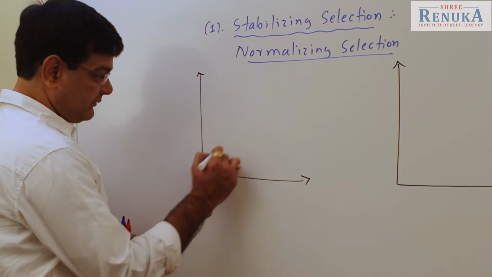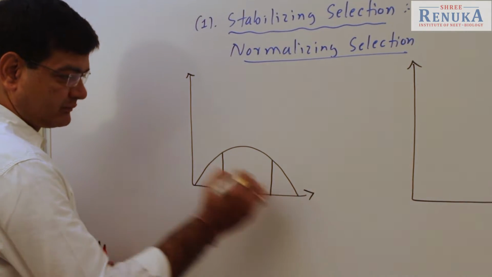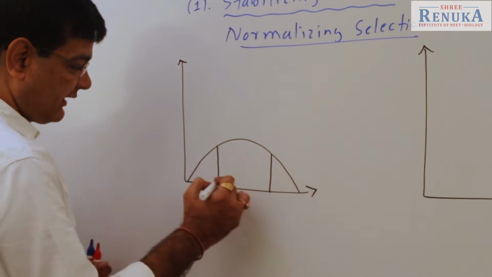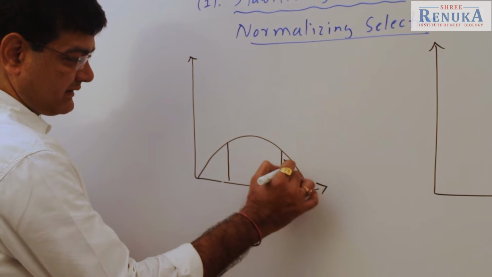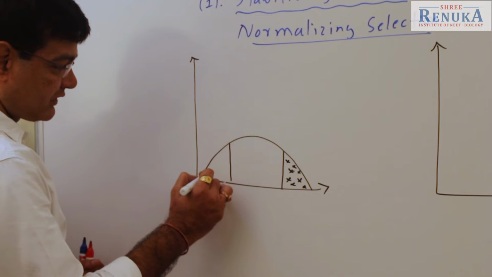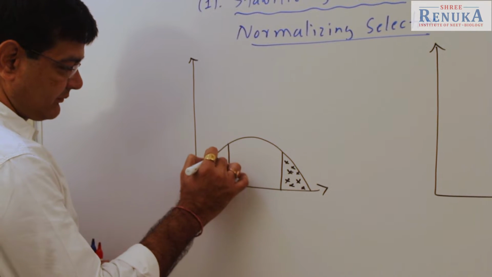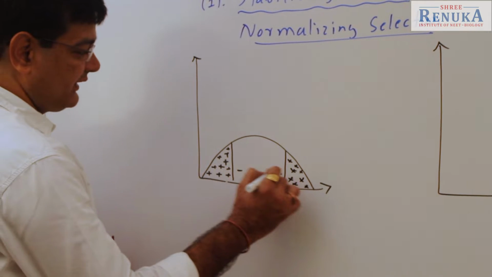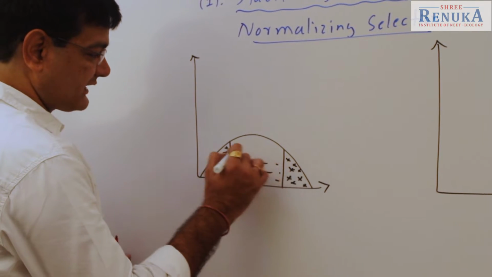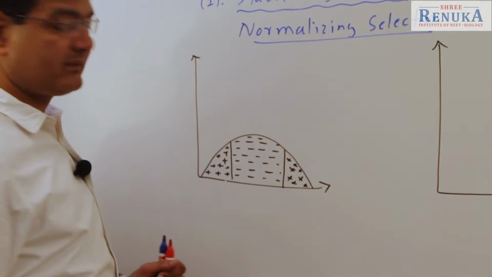If in any population three different kinds of phenotypes are found, some individuals have a higher size or height as a phenotype, some have a very low height, and most of the individuals have an intermediate phenotypic expression, maybe height or size.